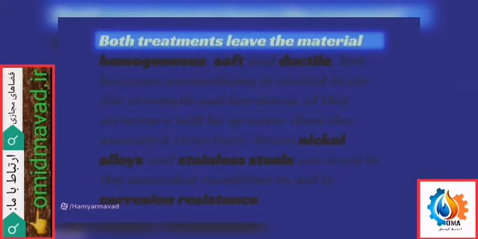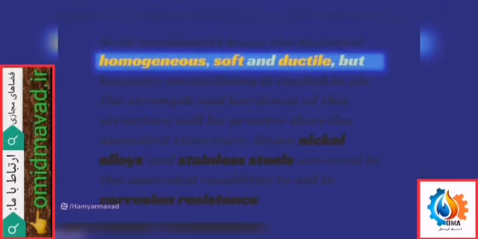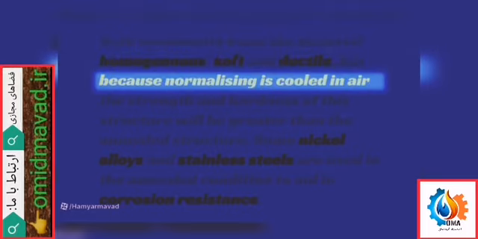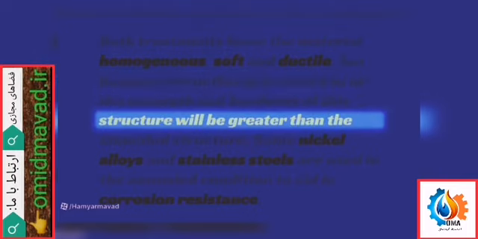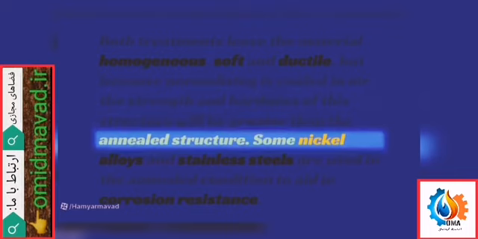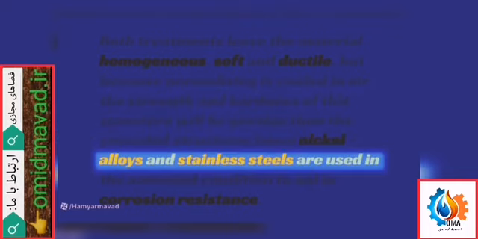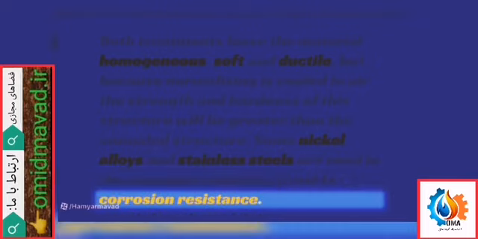Both treatments leave the material homogeneous, soft and ductile, but because normalizing is cooled in air, the strength and hardness of this structure will be greater than the annealed one. Some nickel alloys and stainless steels are used in the annealed condition to aid in corrosion resistance.